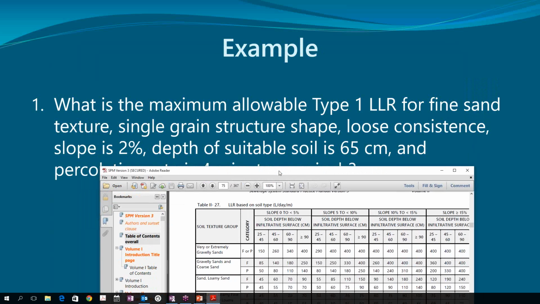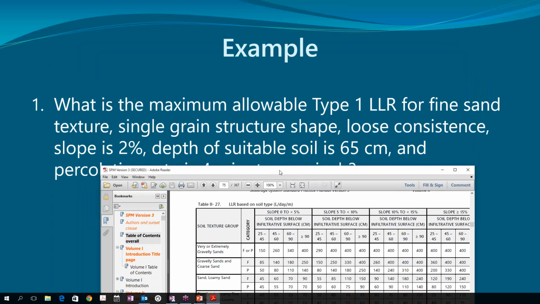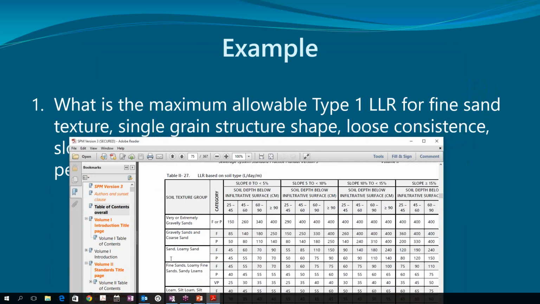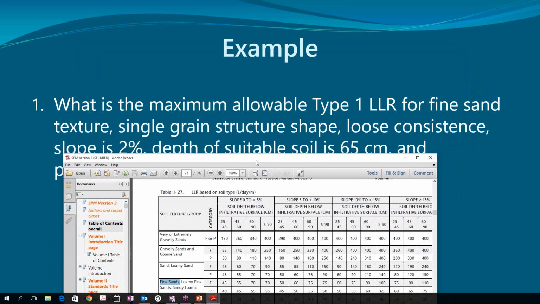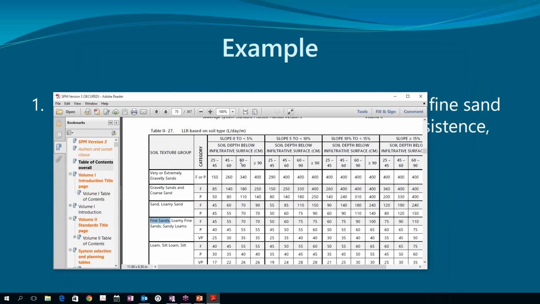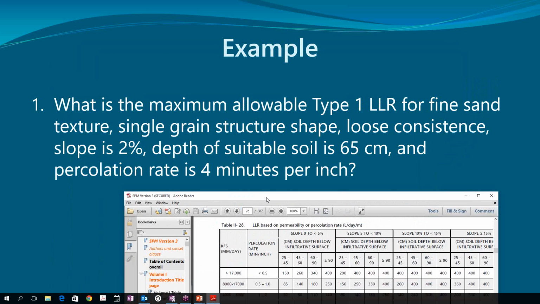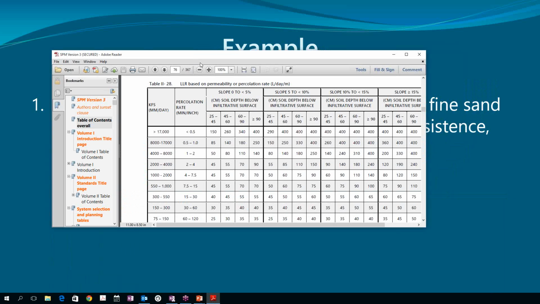And now we need the slope, 2%, depth 65. Fine sand is there. Slope was 2%, depth 65, so that puts us in there. So if I did this right, thinking and talking at the same time, the answer is 70 liters per meter. We then have to check the next table for permeability, and it was 4 minutes per inch.